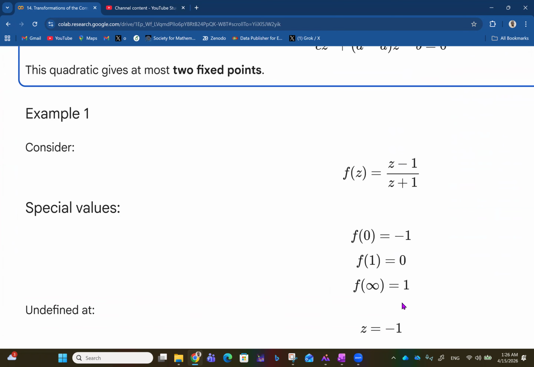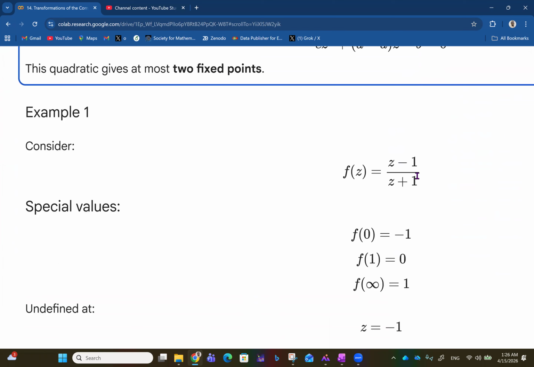And then we go to example 1. Consider f of z equals z minus 1 over z plus 1. What are the special values? When z is 0, we have minus 1. When z is 1, we have 0. When f is undefined, we have 1, because we can divide through by z and we have 1 over 1. So f at infinity is 1. So we evaluate at 0, at 1 in this case, and at infinity.